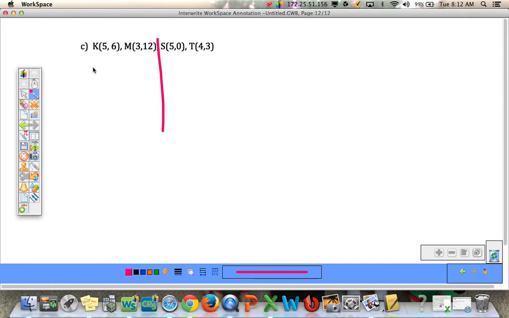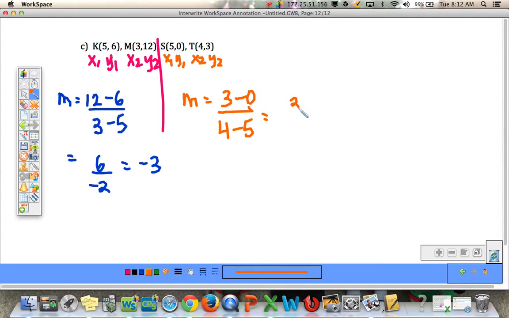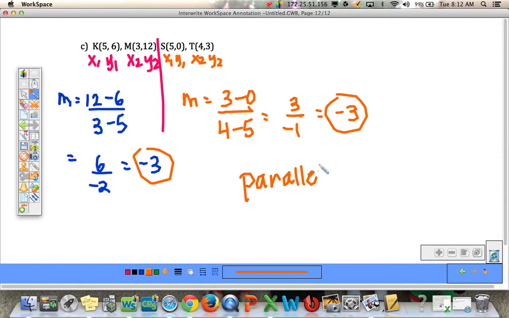Again, let's split this up. Label our points, x1, y1, x2, y2. And slope is y2 minus y1 over x2 minus x1, which is 6 over negative 2, which if we reduce is negative 3, or negative 3 over 1. Let's label our next one x1, y1, x2, y2. Slope is 3 minus 0 over 4 minus 5, which is 3 over negative 1. Okay, our slopes are the same, so these two lines would be parallel if we were to graph them.